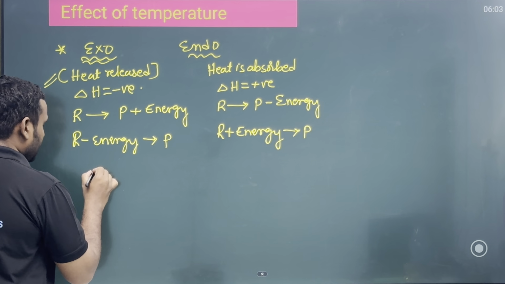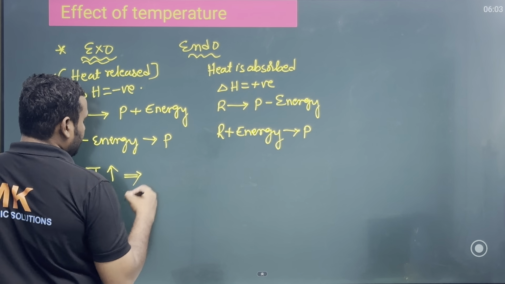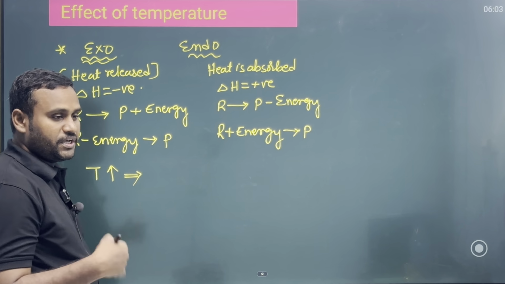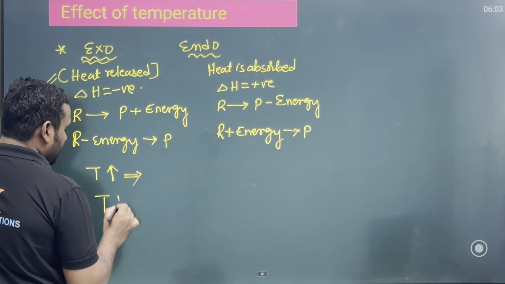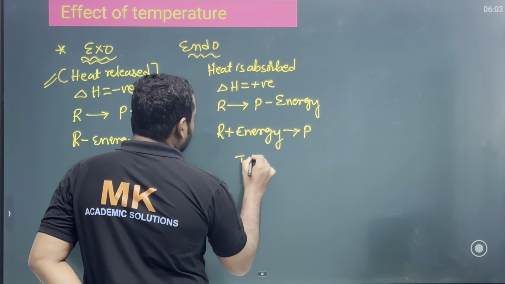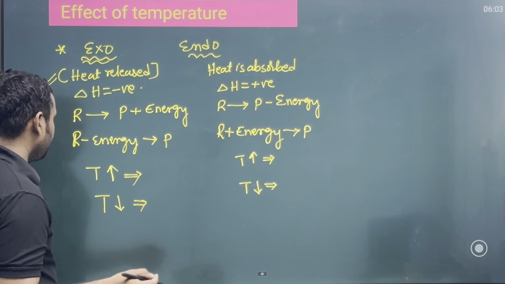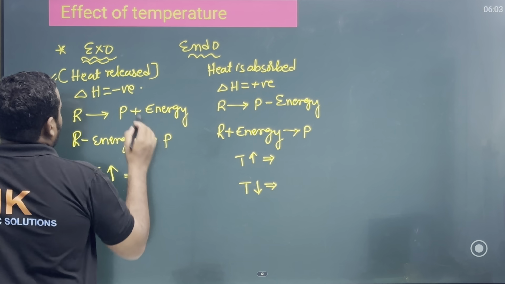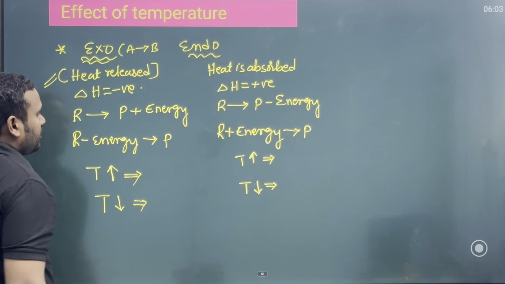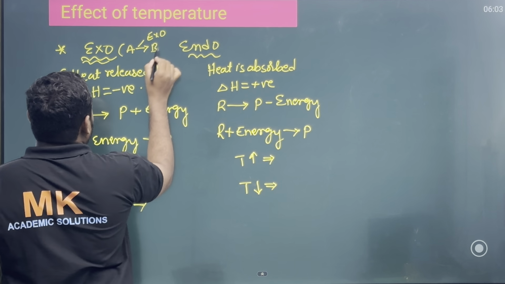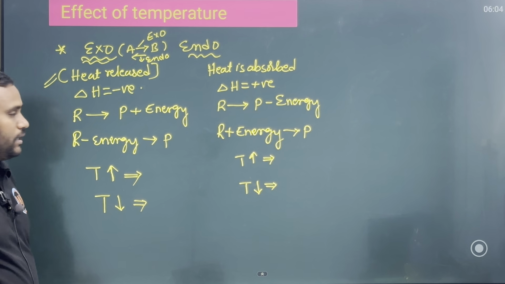See here, temperature increases in exothermic reactions. Exothermic reaction means here equilibrium shifts in the opposite direction. If temperature is increased in an exothermic reaction or temperature is decreased, we are going to take both the conditions. Here also temperature is increased, temperature is decreased, both conditions we are going to take. For example, A to B is the exothermic reaction. If forward is exo, automatically backward will become endo. So if forward is an exothermic reaction, the backward reaction automatically becomes endothermic.